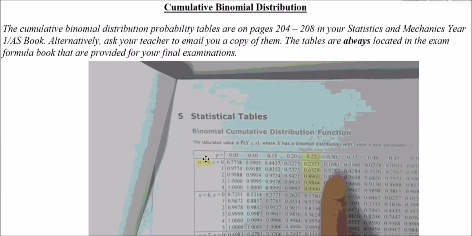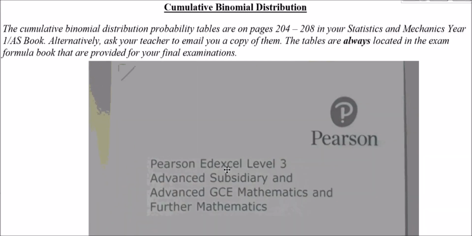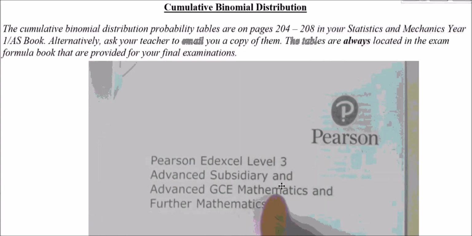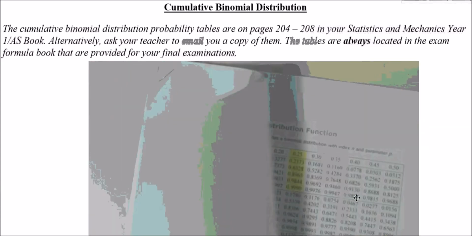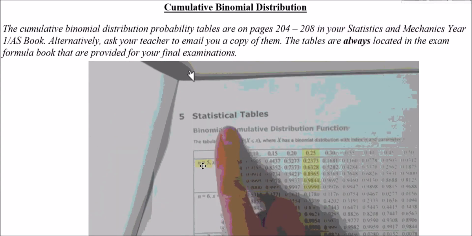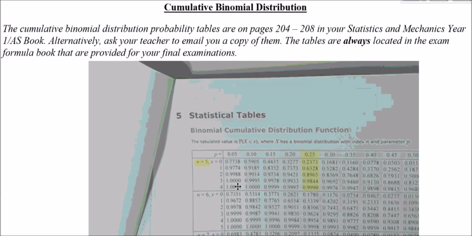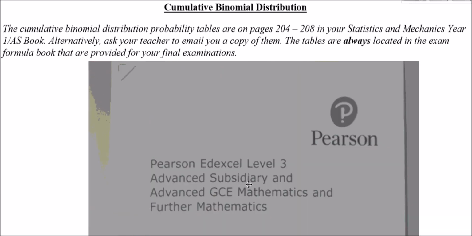Okay, so there's a finger pointing to it. There's the front of the book. So we're going to open, turn to the back. And I've highlighted here, like we did in the last example, where n is 5, 0.25. And you can see these tables are very expansive indeed.